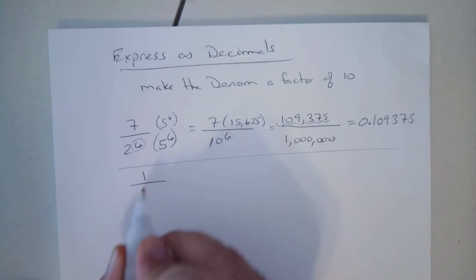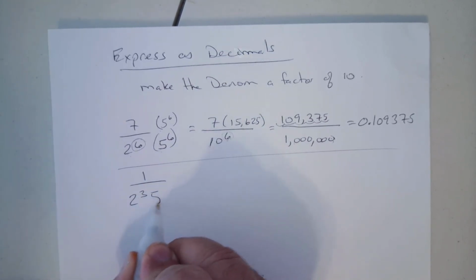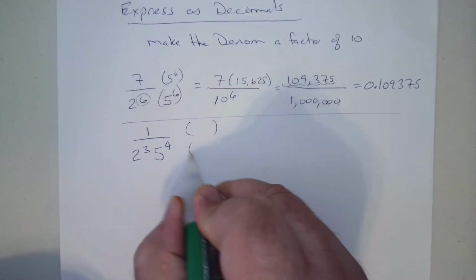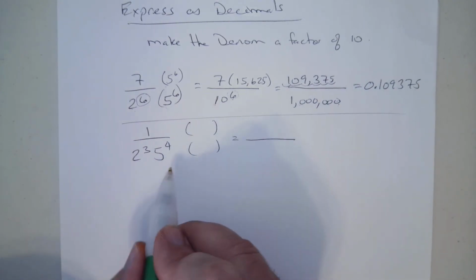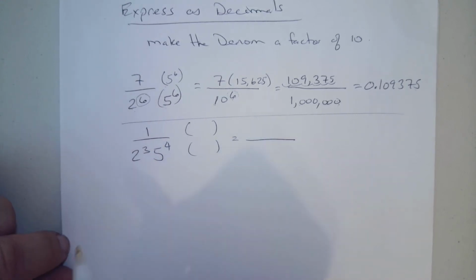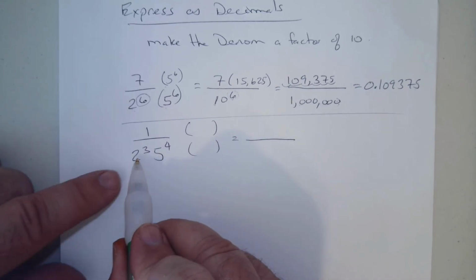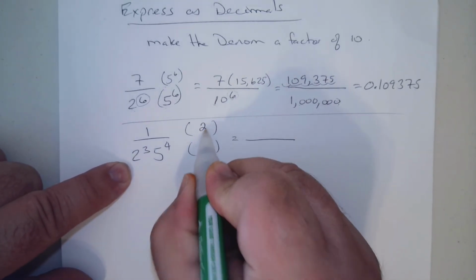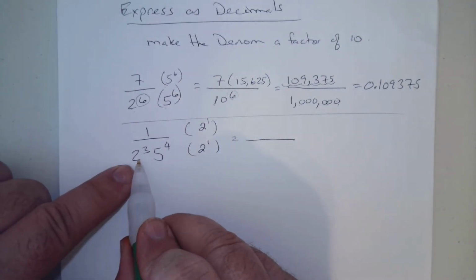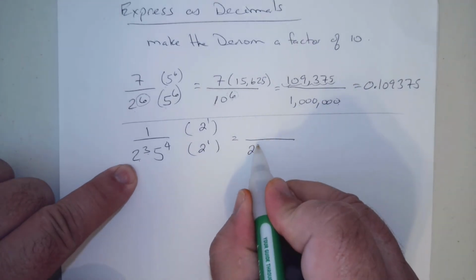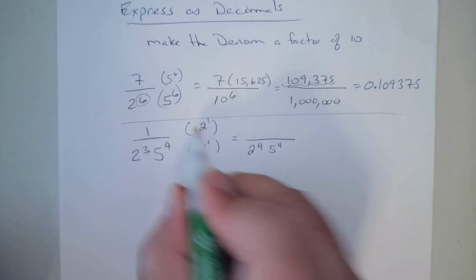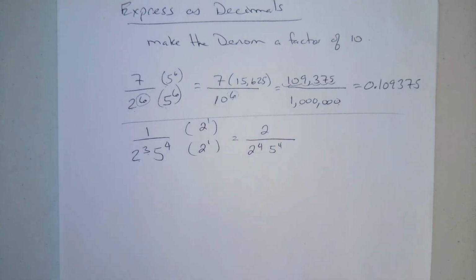Okay, well, if we had an equation like this: 2 to the third over 5 to the fourth. What do we have to multiply the top and bottom by to make it equal 10? There's 3 2's and 4 5's. So what we need is one more 2. We need one more 2. Because now 2 to the third times 2 to the first is 2 to the fourth, times 5 to the fourth. 1 times 2 to the first is 1 times 2. It's just 2.